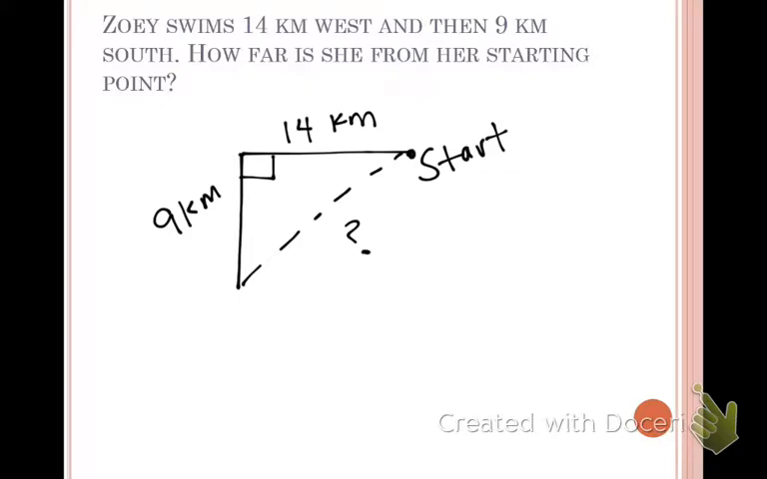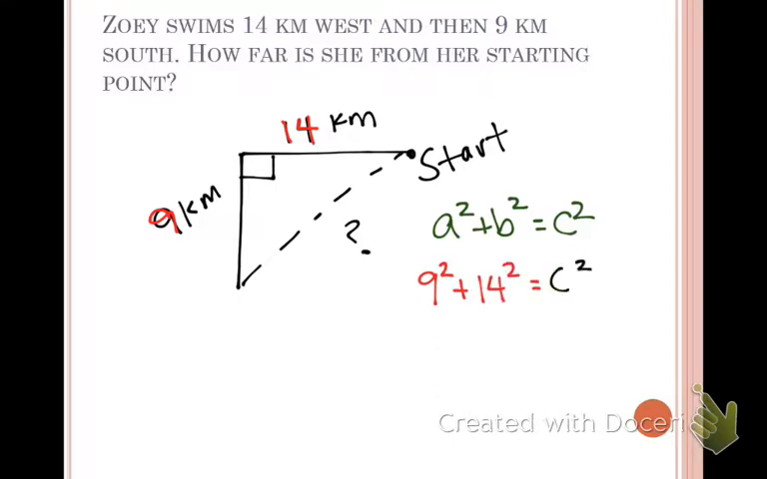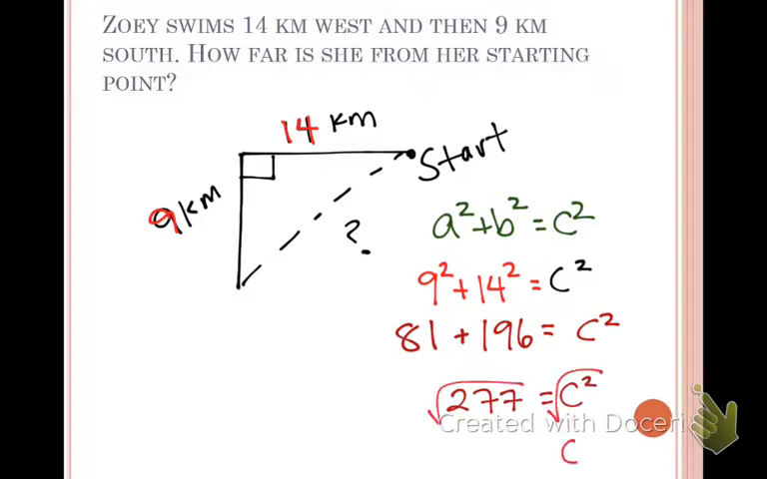So, how do I find the distance from where she is and where she started? Pythagorean theorem. You're both correct. So, I'm missing a leg or hypotenuse? Hypotenuse. So, I'm going to use 9 and 14 as a and b. Nine squared is 81, 14 squared is 196. Add them together, we get 277. We're going to make this a decimal. What do we get? Round to nearest tenth. 16.6. Good. Kilometers. Ready to move on?